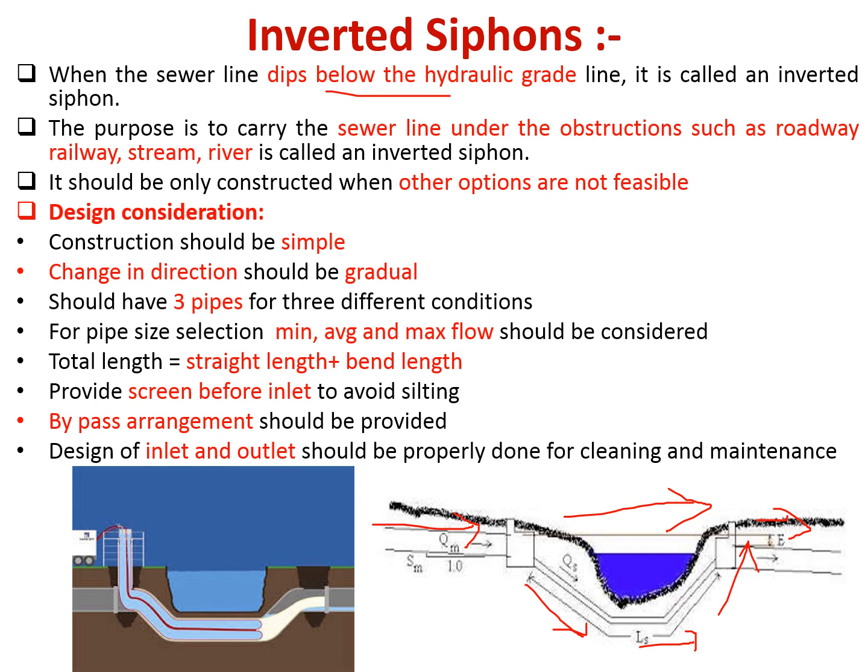So you have to overcome this particular obstruction. You have to take your pipeline through this obstruction, again horizontal and again in the upward direction, and then it will meet your normal pipeline. So it should be constructed only when other options are not feasible. Generally in the design consideration, it should be very simple in construction.